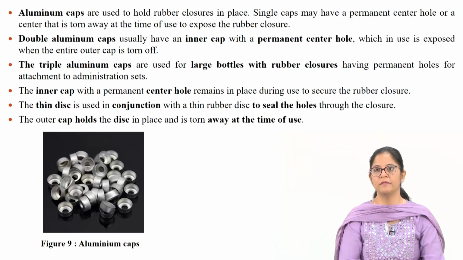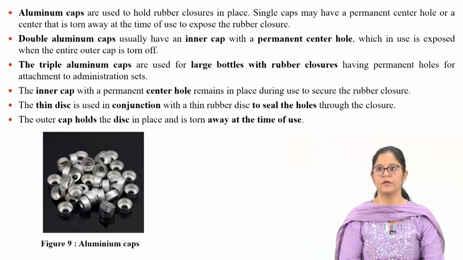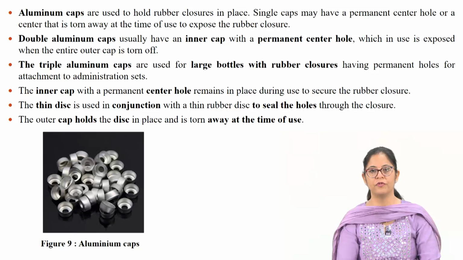The triple aluminium caps are used for larger bottles with rubber closures having permanent holes for attachment to administration sets. The inner cap with a permanent center hole remains in place during use to secure the rubber closure. The thin disc is used in conjunction with a thin rubber disc to seal the holes through the closure. The outer cap holds the disc in place and is torn away at the time of use.